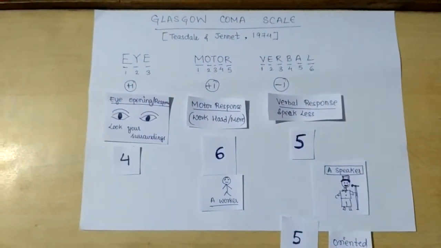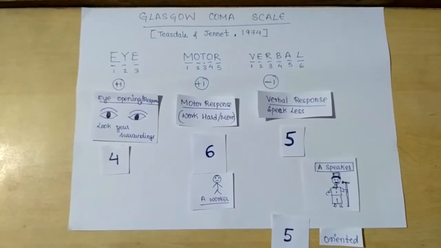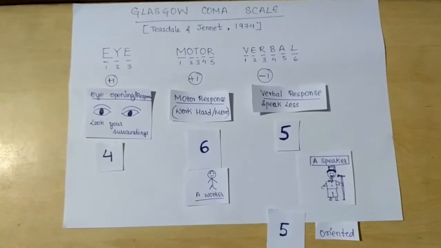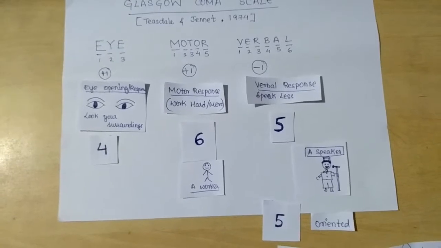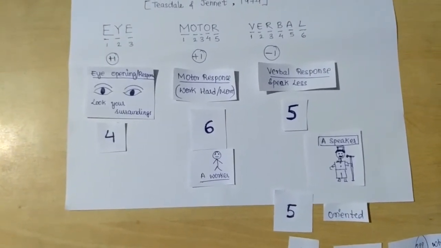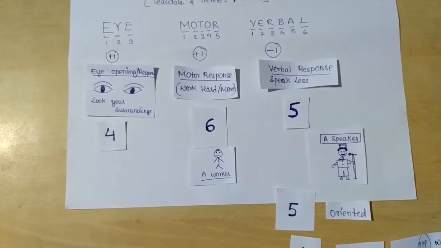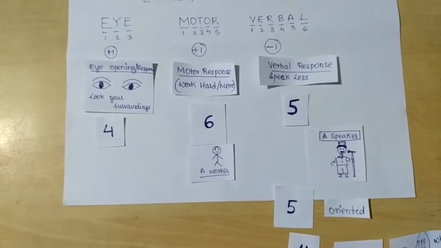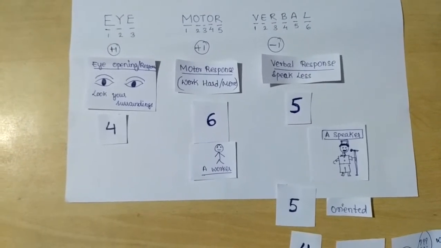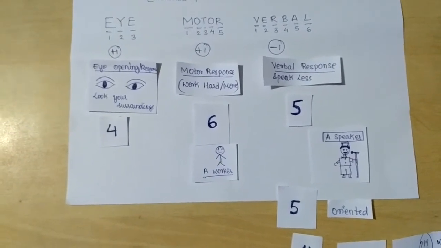So for the Glasgow coma scale, the maximum that one can get is 15, and the least is 3. And one more thing that is common for each component, that is eye, motor and verbal, is that grade 1 means no response, whether it's eye response, motor response or verbal response.